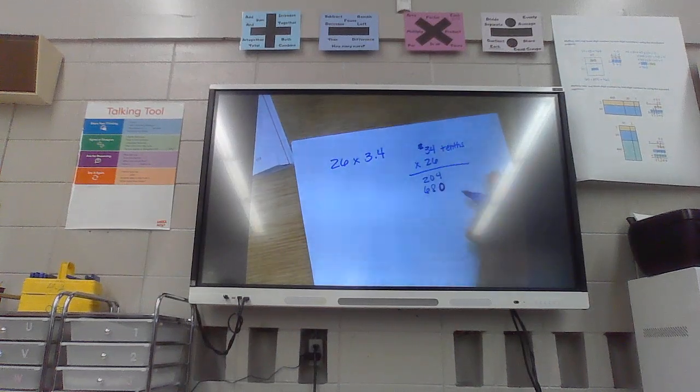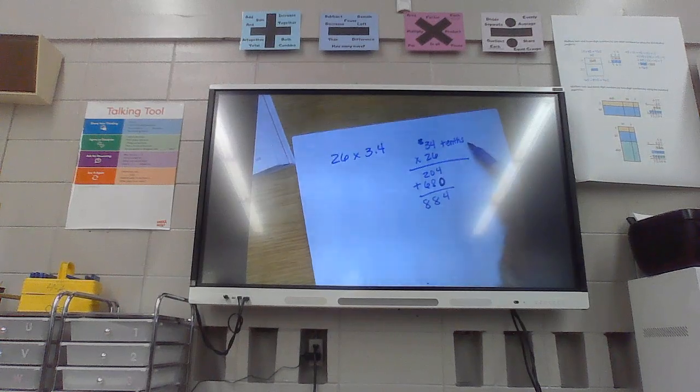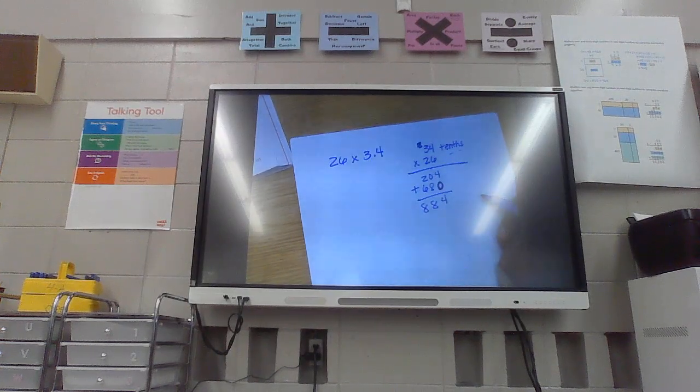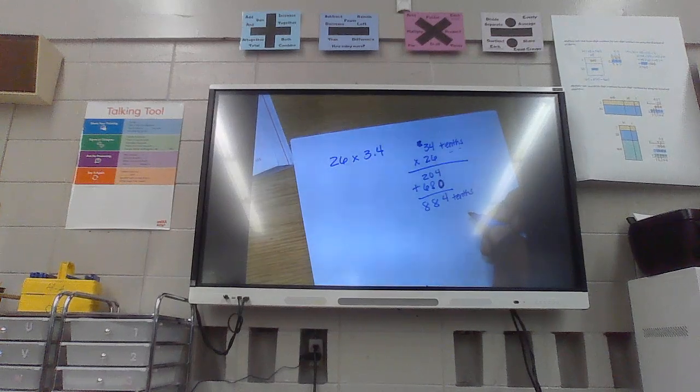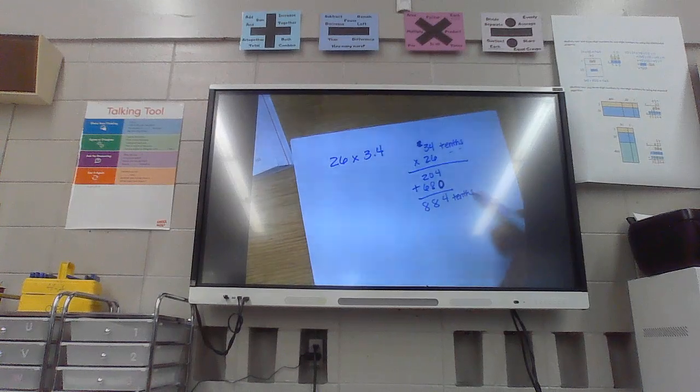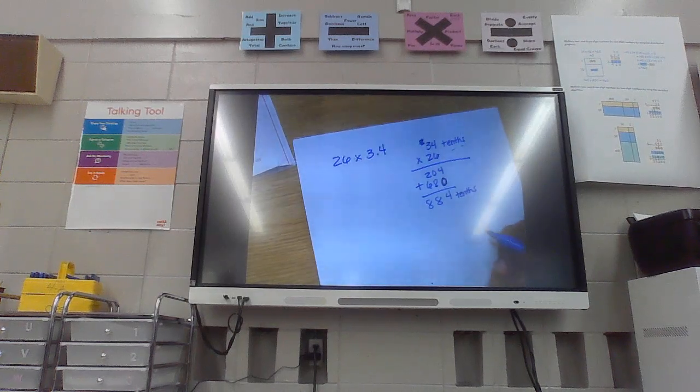Now what's next? Add our partial products. 4 and 0. 8 and 0. 6 and 2. 8. And I have to remember that these are tens. Tens. Which means that is my answer 884? No. No, what's my answer? 884. What? If this says 884 tenths, that means that last digit has to end up in the tens place. So how do I write this as a decimal form?